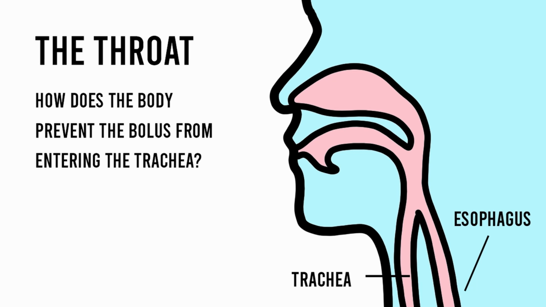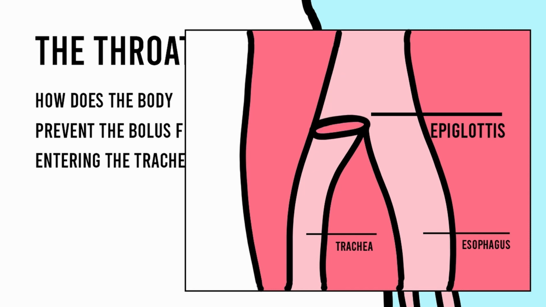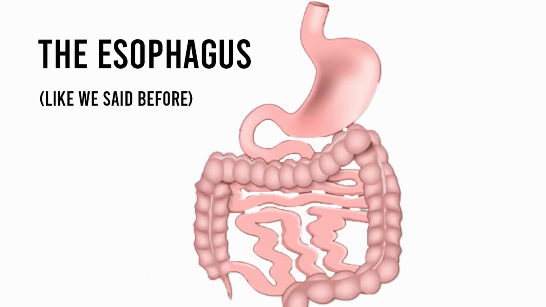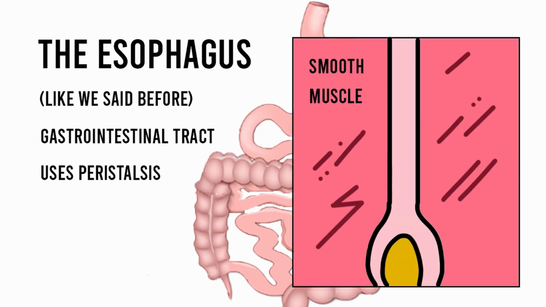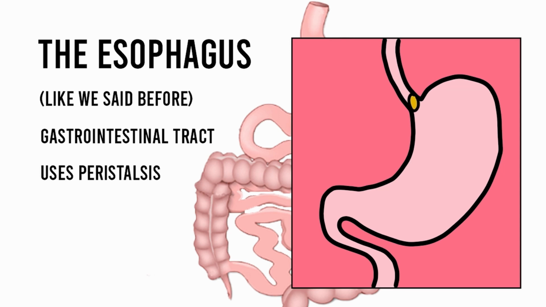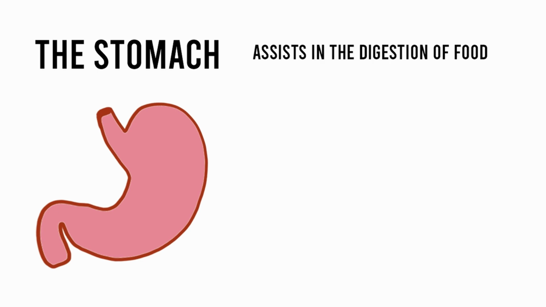To prevent ourselves from choking on the bolus, our throats have a special little flap called the epiglottis, which covers the trachea when we swallow, allowing the bolus to bounce off of it and be diverted to our esophagus. The esophagus itself is part of what we call the gastrointestinal tract and functions primarily through a process known as peristalsis, during which the esophagus's smooth muscles contract and relax to bring the bolus into the stomach through the cardiac opening. The stomach is a J-shaped organ that assists in the digestion of our food.